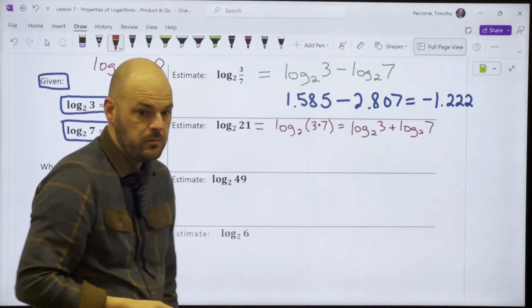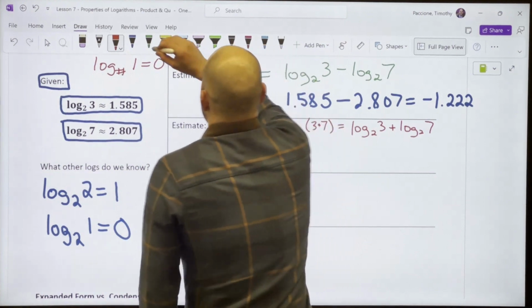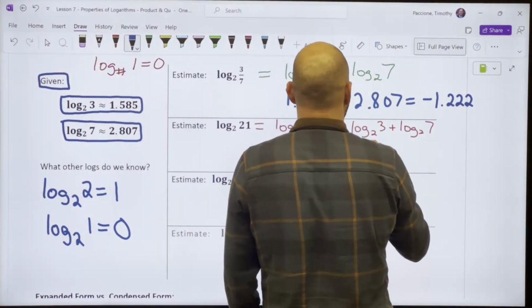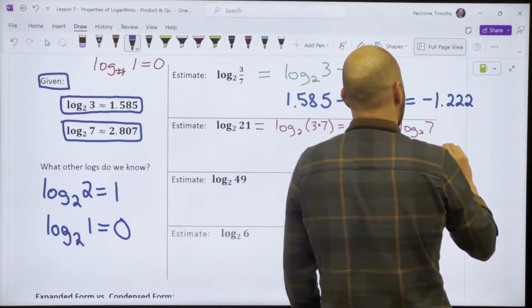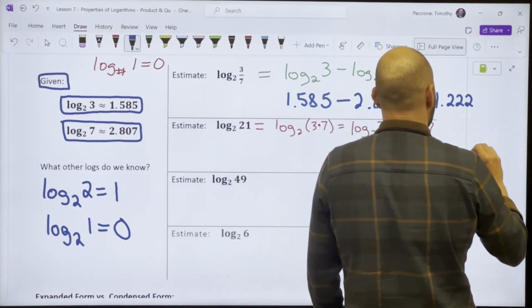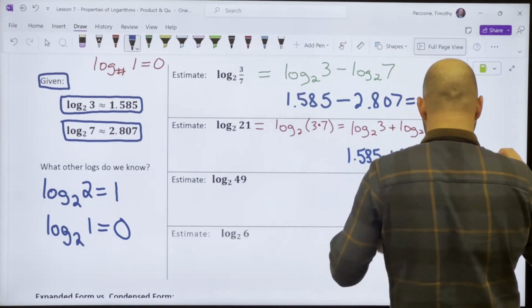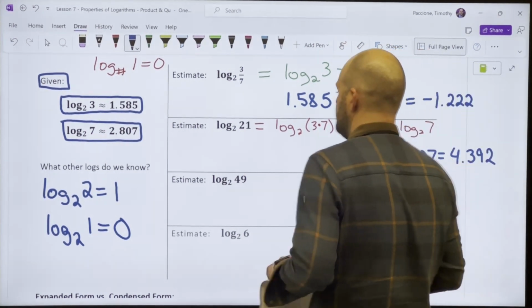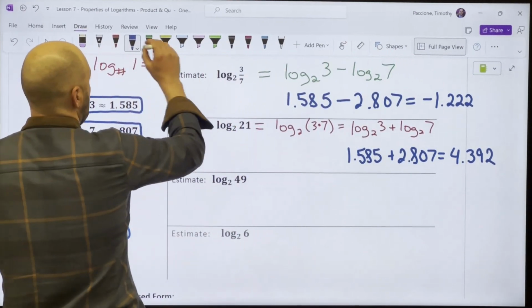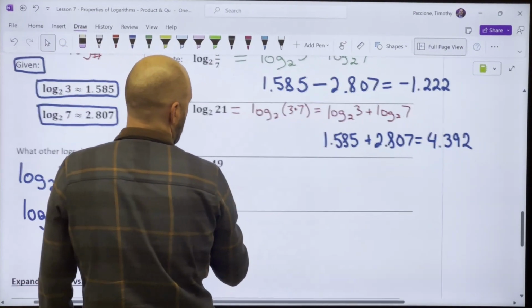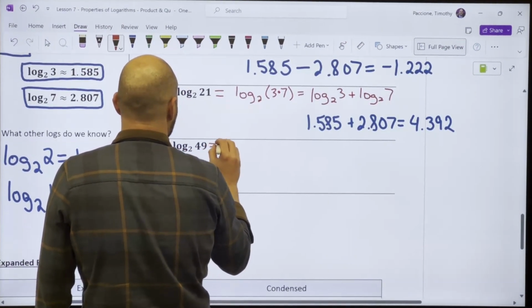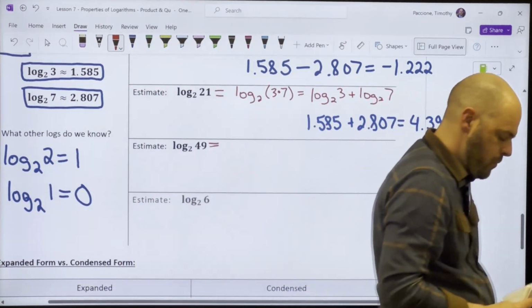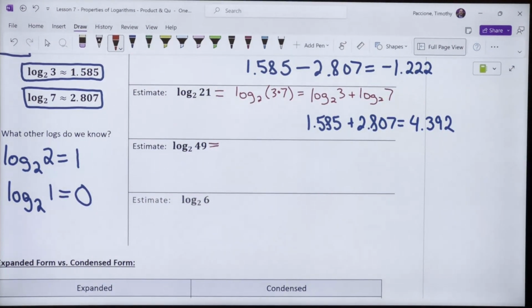I know the pieces, right? So I plug them in. I got 1.585 plus 2.807, and that is 4.392. Good. All right. Why don't you all try this one? See if you can figure that one out. Actually, if you want, try the rest of them, and then I'll pop back in.